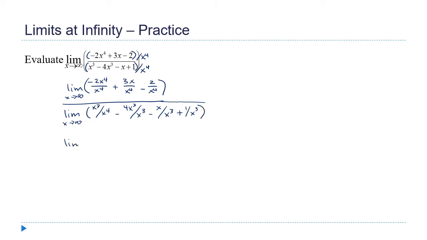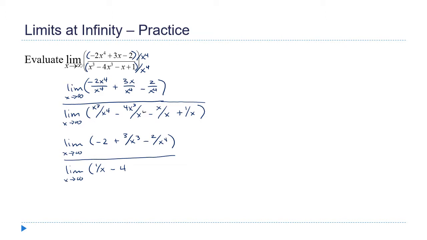All right, so the numerator, limit as x approaches infinity, negative 2 plus 3 over x to the 3rd minus 2 over x to the 4th. And down here in the denominator, limit as x approaches infinity, 1 over x minus 4, double checking here. Oh, that's weird. I have 2x to the 3rd. That's why it's coming out strange. Sorry, these x's should all be x to the 4th. Now it's making sense. This is 4 over x. I probably meant for that to be an x squared, but that's okay. It's going to work out either way. Minus 1 over x to the 3rd plus 1 over x to the 4th.